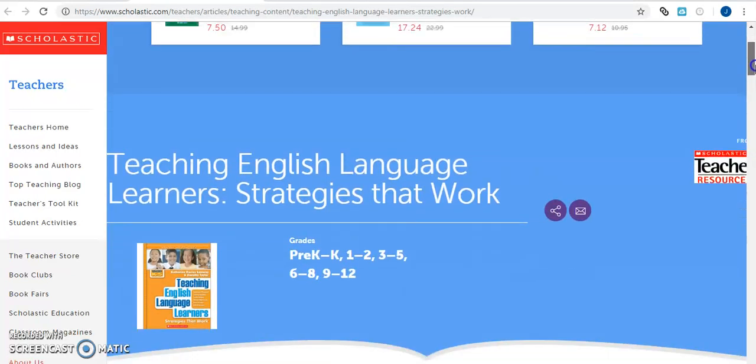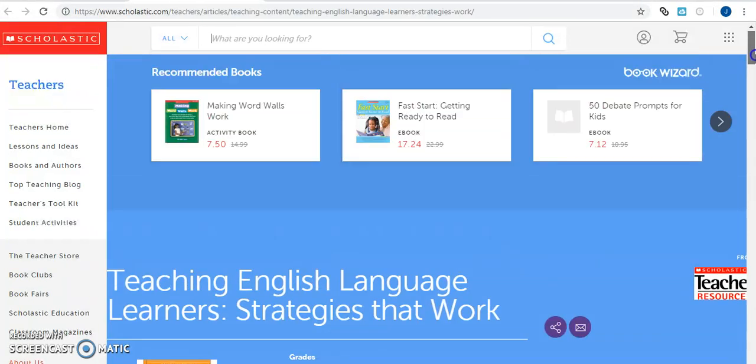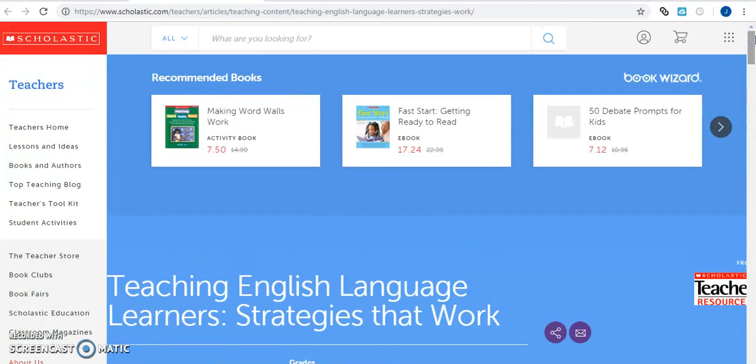Okay, so for my ESOL strategy, what I did is actually use a strategy that I had previously used on the lesson plan we had to create. And what I did is actually went to Scholastic and did some research, and this is a great website to use, especially for teachers. You can find a lot of different lesson plans, not just for ESOL learners, but also for different other types of strategies as well to use in education.